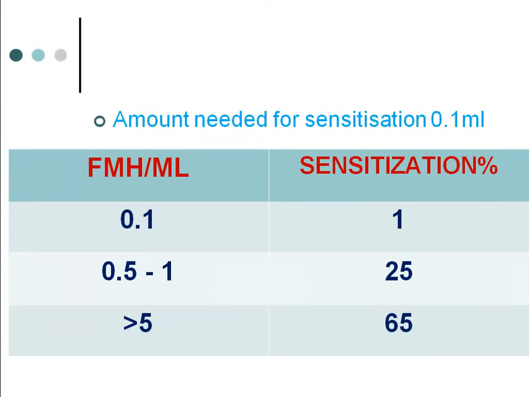Sir, how much amount? I said the volume of the transfer is also very important. So how much blood is required to produce this isoimmunization? It has been seen that 0.1 ml of RBCs, not total blood, it is the RBCs, 0.1 ml is sufficient to produce sensitization in about 1% of cases. And if 0.5 to 1 ml of RBCs are transferred, it can give rise to about 25% isoimmunization. And if it is more than 5 ml of RBCs, this can give rise to about 65% isoimmunization or sensitization.